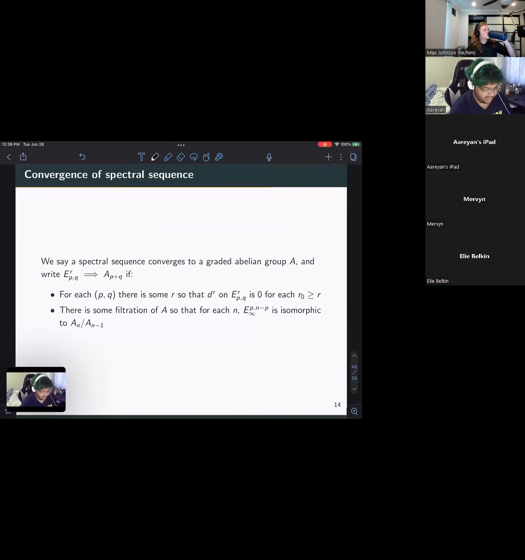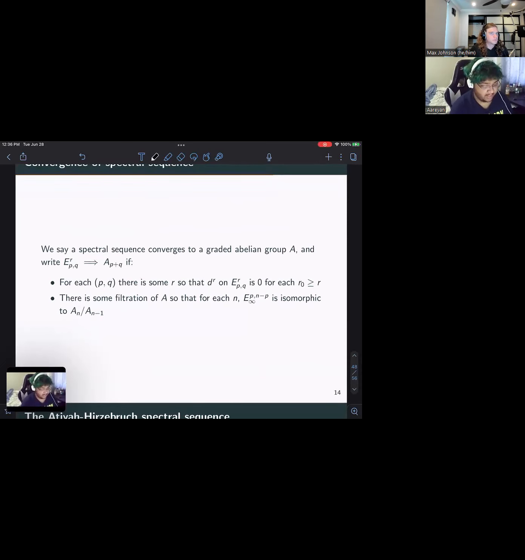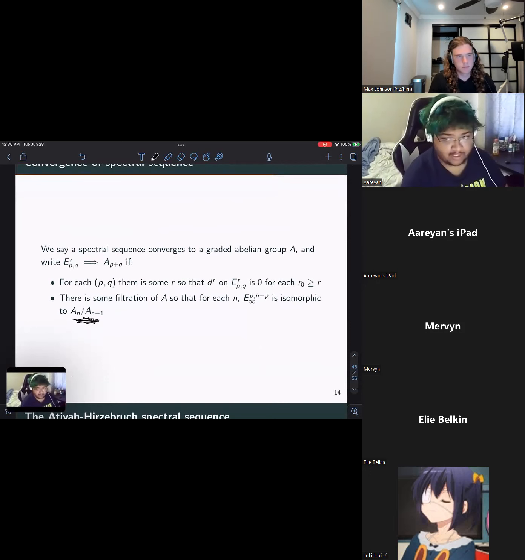The next condition is kind of technical, and we don't need to worry about the exact details. It's basically saying that with this approximation you can get to the nth homogeneous part of A, or close to it. That's what it means for my spectral sequence to converge to this graded abelian group.